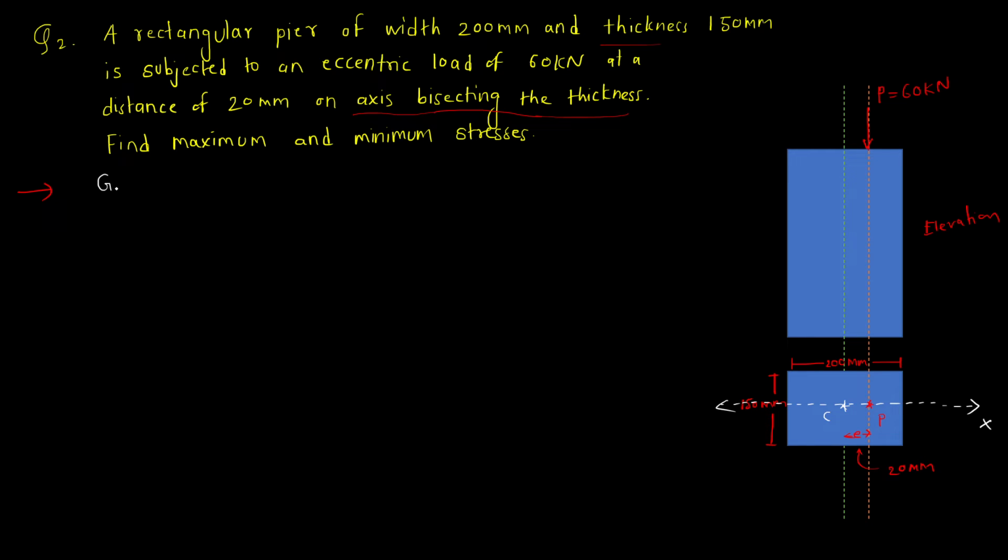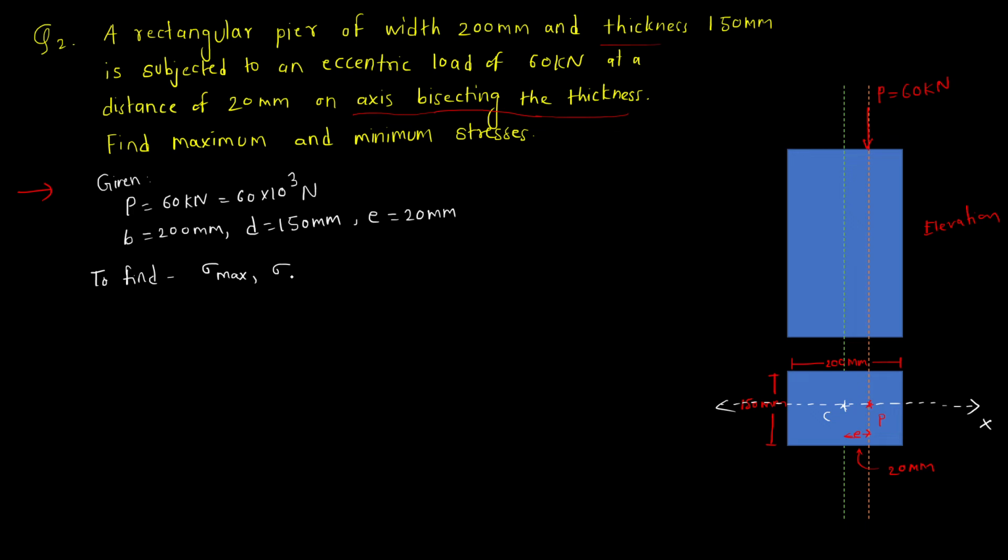Now the first thing given, here point load is given of 60 kN. So you can write it as 60 into 10 to the power 3 Newton. Kilo means 1000. Then B is 200 mm, D is 150 mm and E is 20 mm. So to find, we'll find two things here. First is sigma max and the second is sigma minimum. So we'll start with finding out the direct stress.